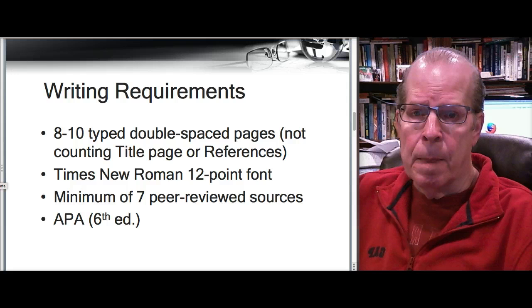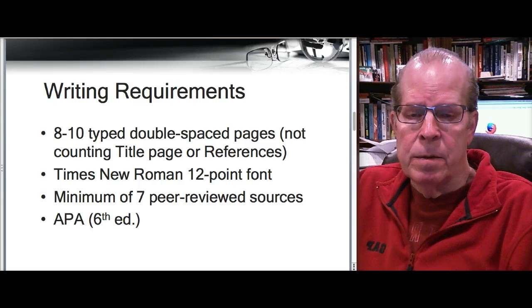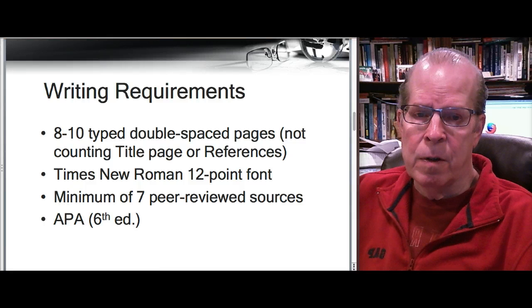Just as a reminder, you need 8 to 10 typed double space pages. That does not count title page or references. Times New Roman 12-point font usually is the standard. Arial's okay too. You want a minimum of 7 peer-reviewed sources. It's okay to use the text as one. And you're going to follow APA 6th edition.